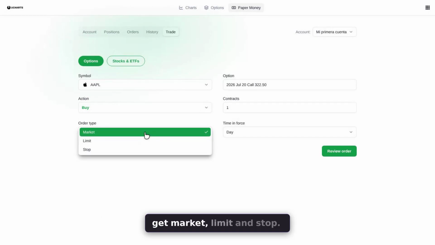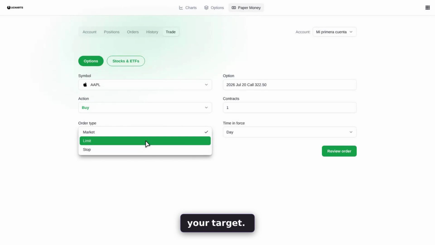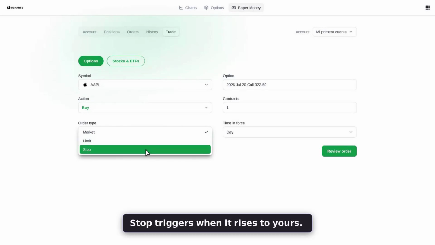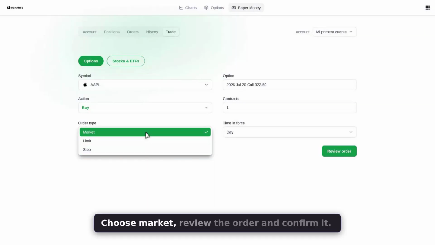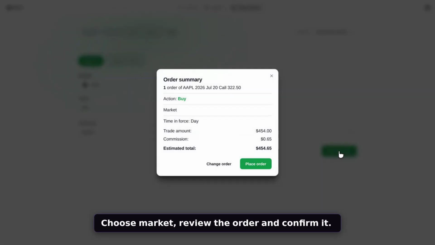You get market, limit, and stop. Market buys instantly. Limit waits for the price to drop to your target. Stop triggers when it rises to yours. Choose market, review the order, and confirm it.